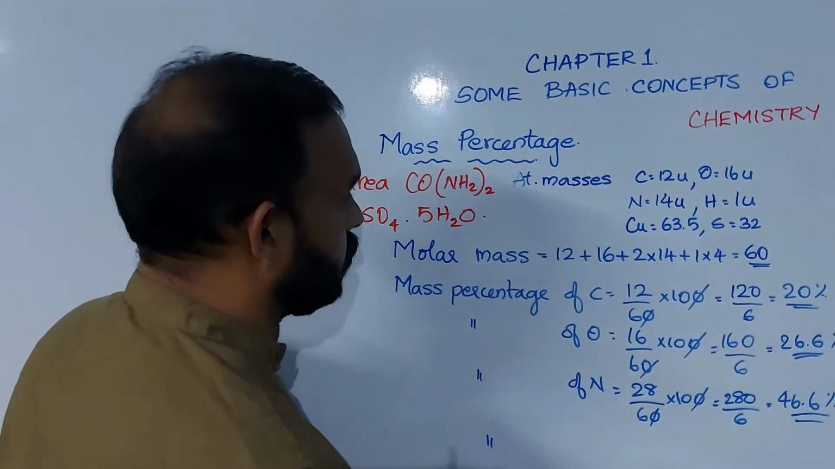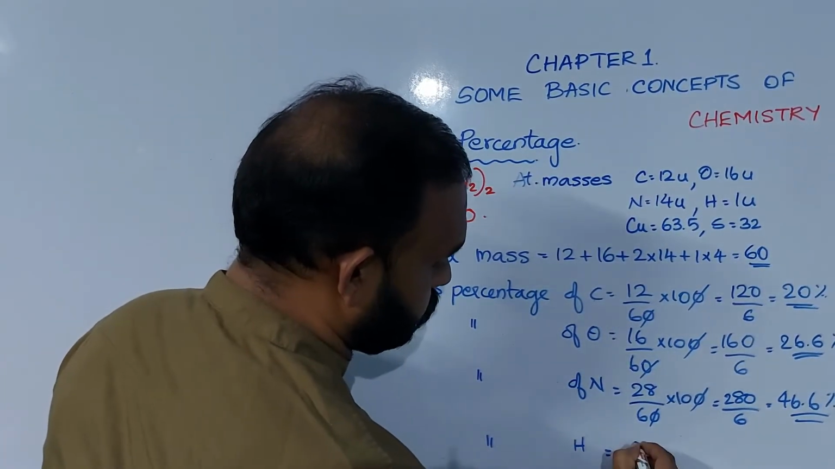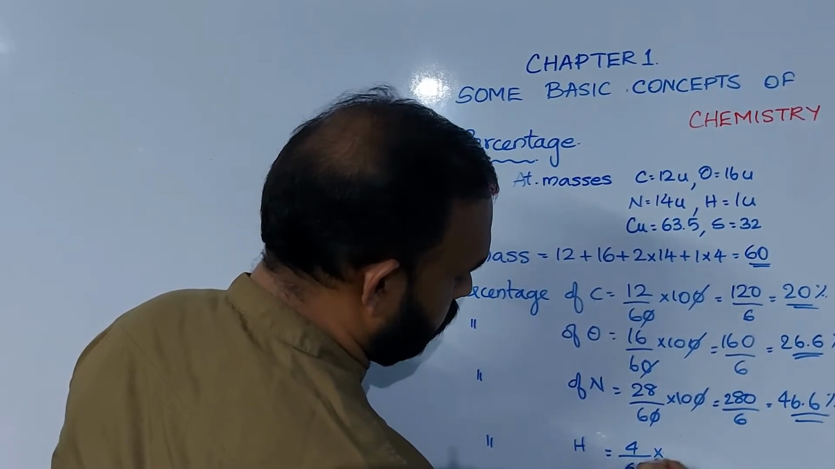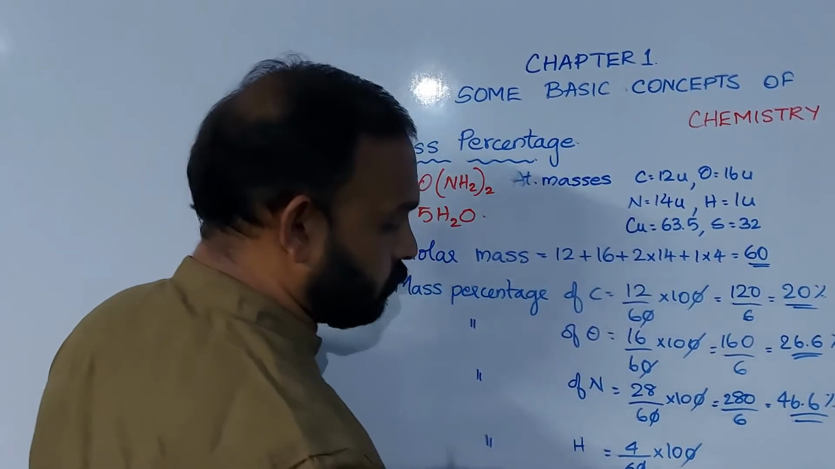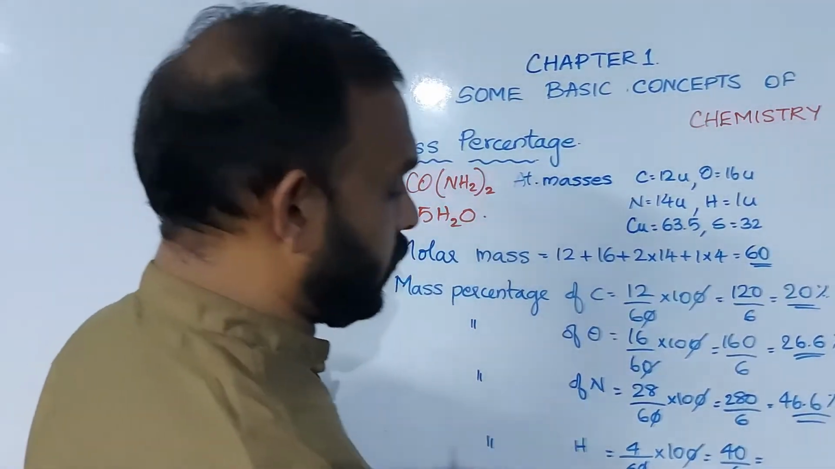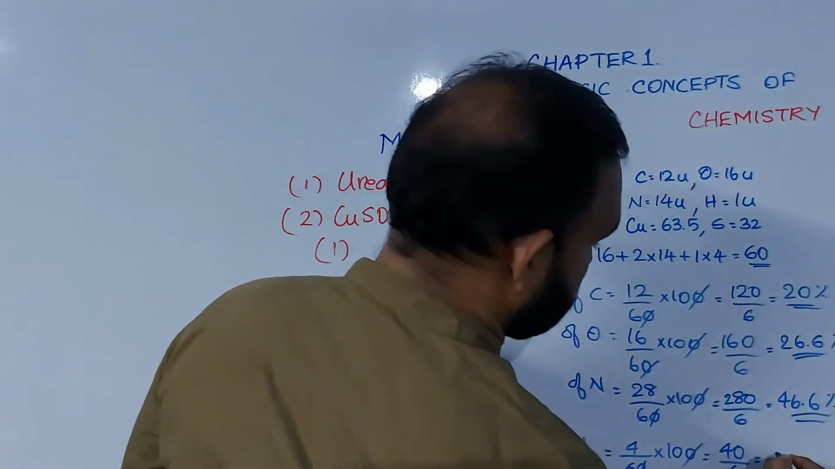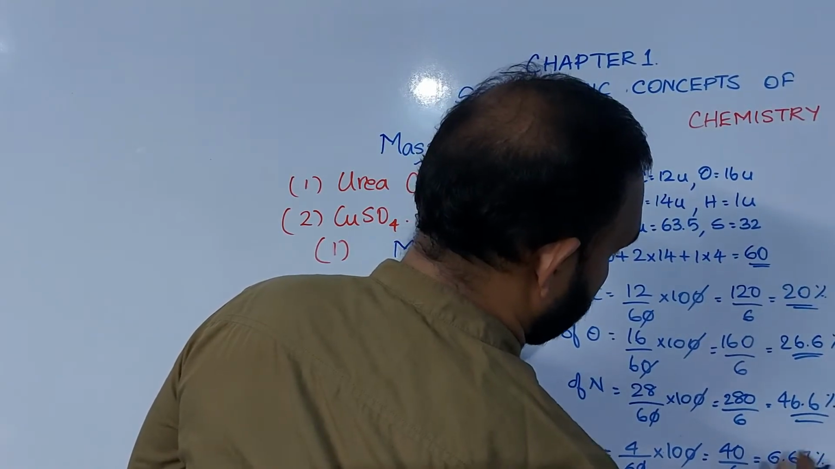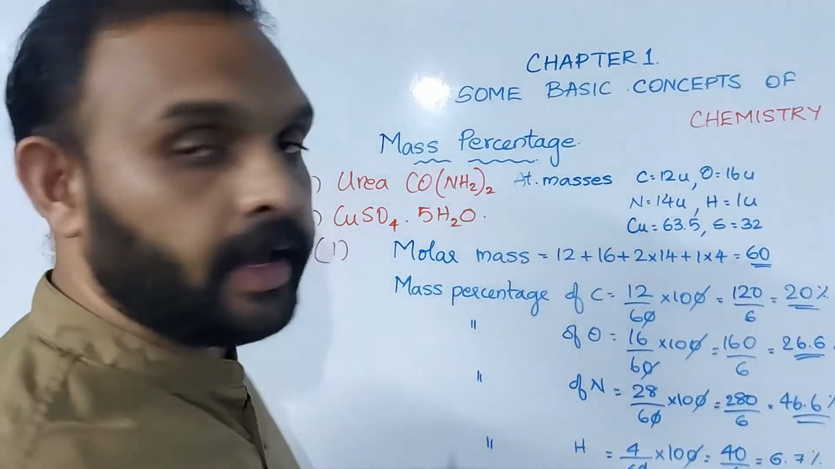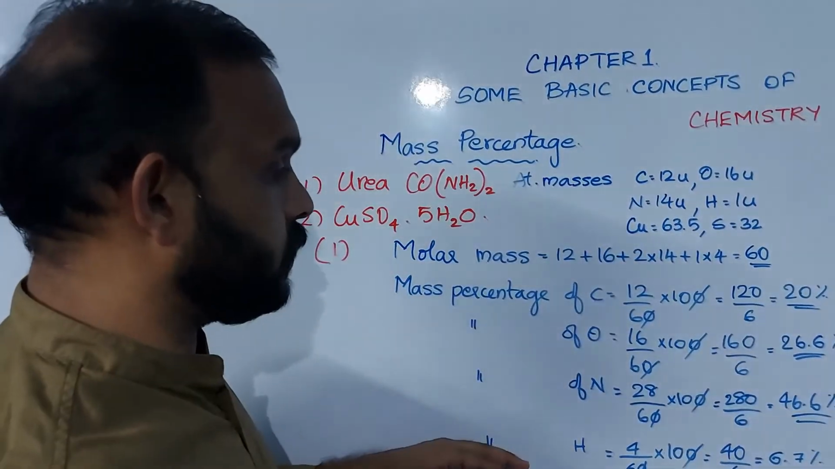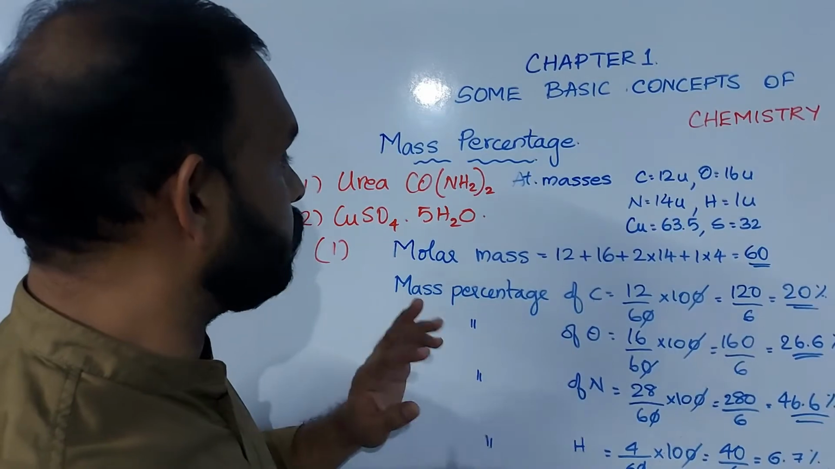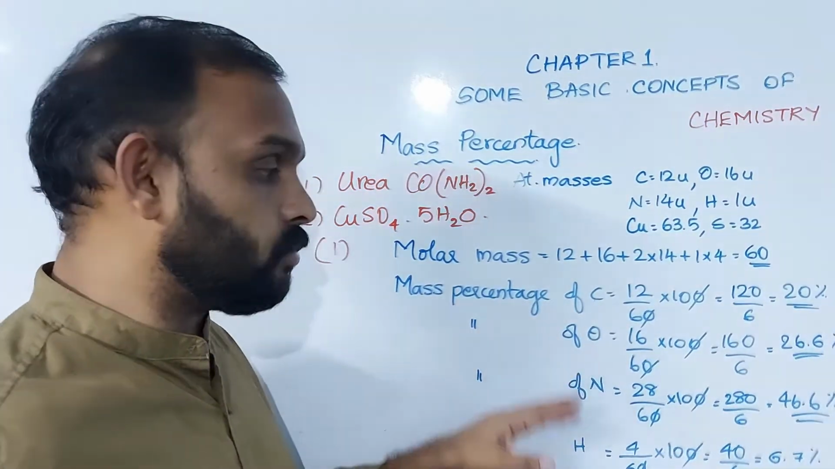Okay. Now mass percentage of hydrogen is equal to 4 upon 60 into 100. So it will get cancelled and we have 40 upon 6. So 40 upon 6 we can have 6.67 or 6.7. After rounding off we can write 6.7 percentage. Clear? So we have got the first question answer, that is mass percentage of carbon, oxygen, nitrogen as well as hydrogen. Is it clear to all?